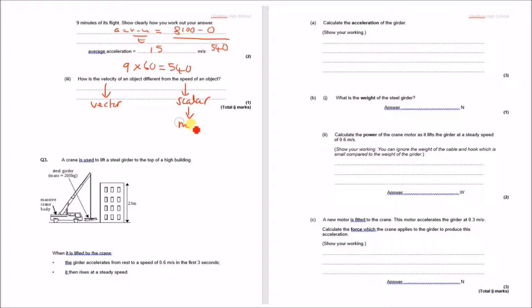Scalars only have a magnitude, which is just a number, and vectors have a magnitude and a direction, so they have both.